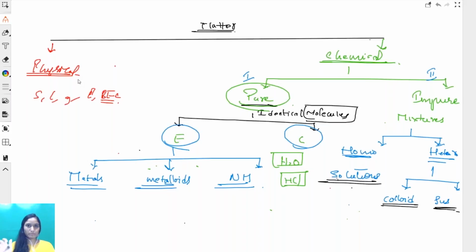This flowchart is very important. This and the second flowchart, make a note of it and keep. This will help you anywhere in chemistry, not only class 10 boards. If you're preparing for NTSE or any other Olympiads, and if you are in class 11, even then you need this clarity. Okay, so now we still have not started with any chapter.